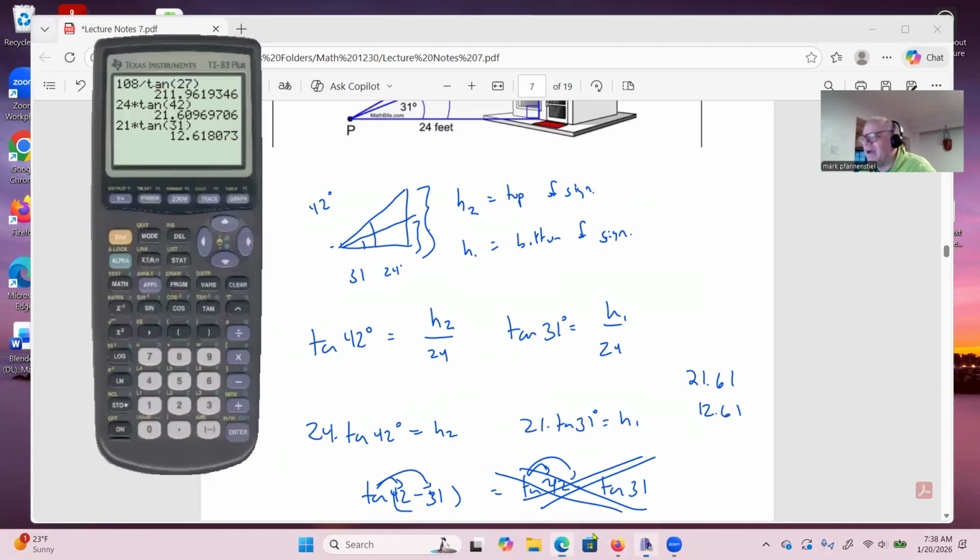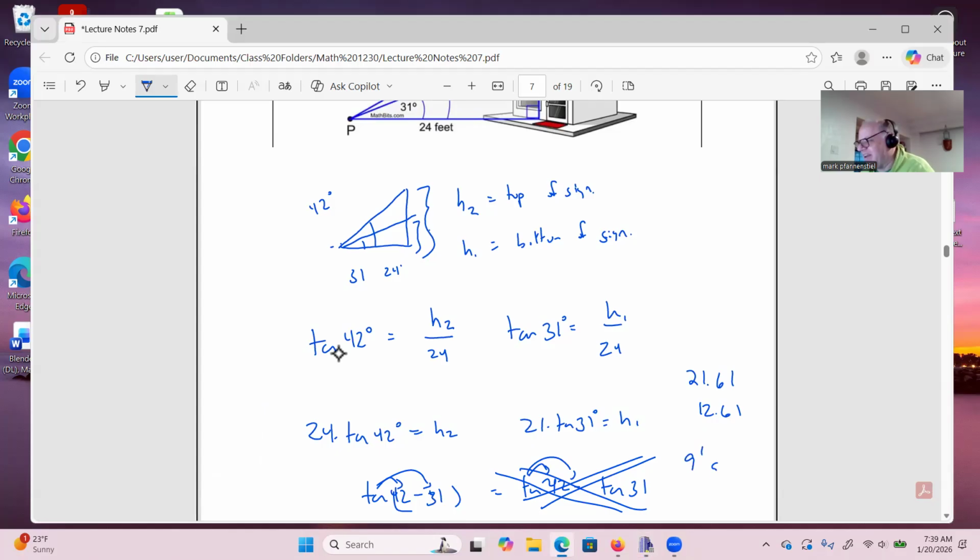Okay, let's go back to here. So we have 21.61 minus 12.61. Boy, this wasn't plucked out of a textbook perfectly, was it? They came out to be really nice numbers. 21.61 minus 12.61 equals, and then we end up with 9. This is a 9-foot sign. Okay, so that's the height of my sign here.